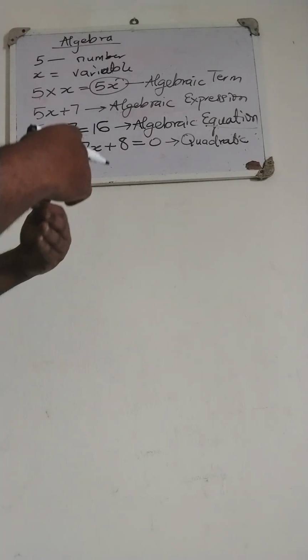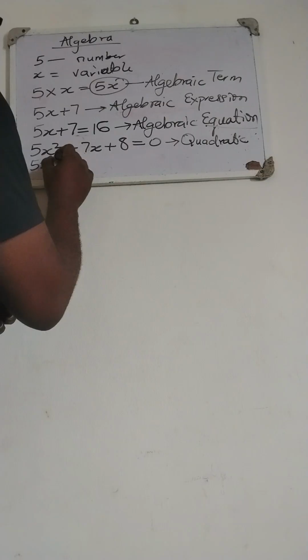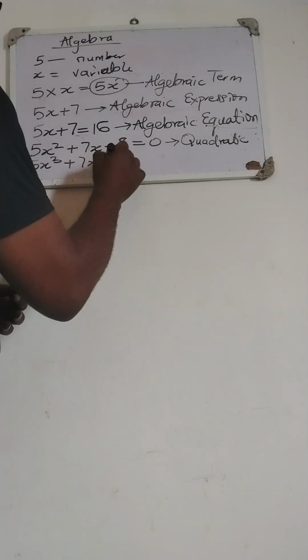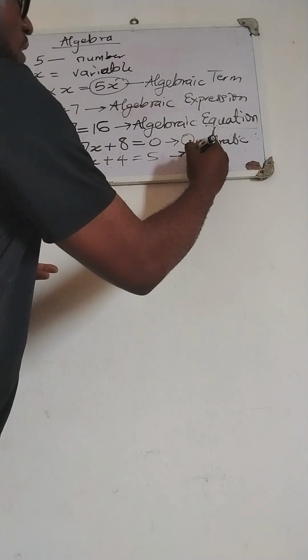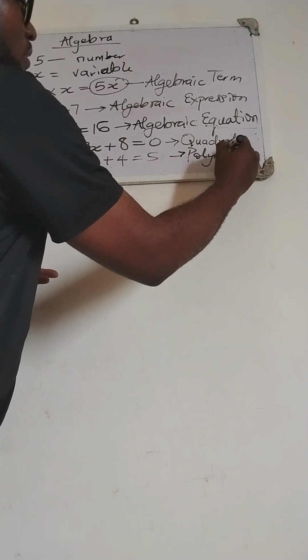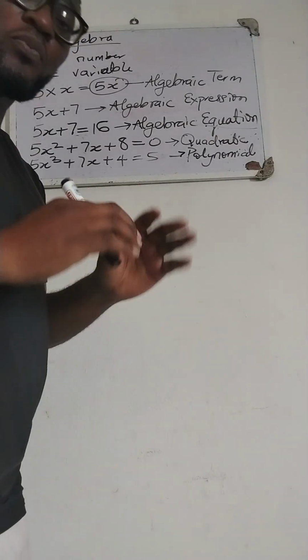What if it's to the power of 3? If we have something to the power of 3, this is a polynomial. Polynomial. So I hope we are good with it.